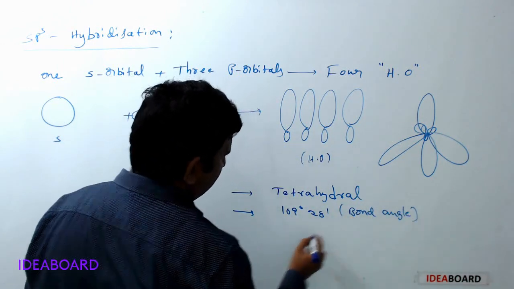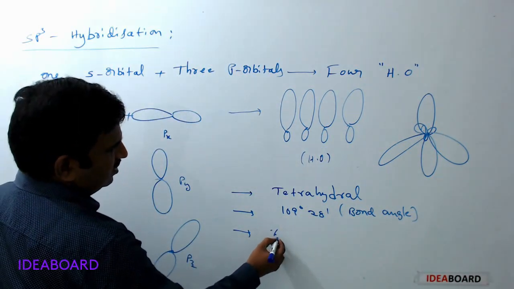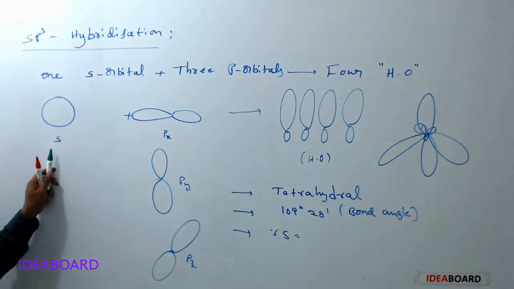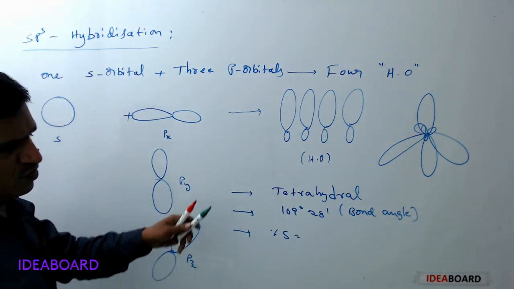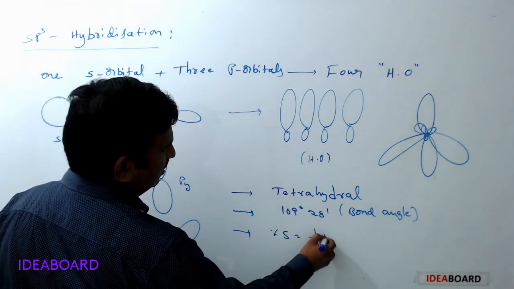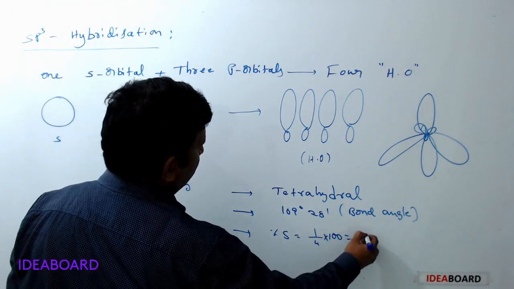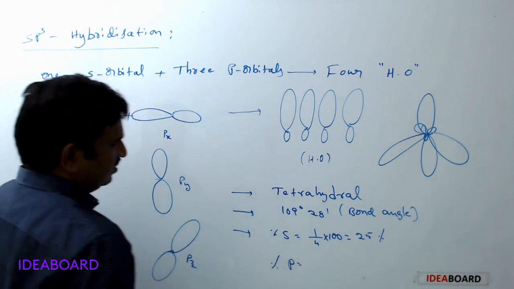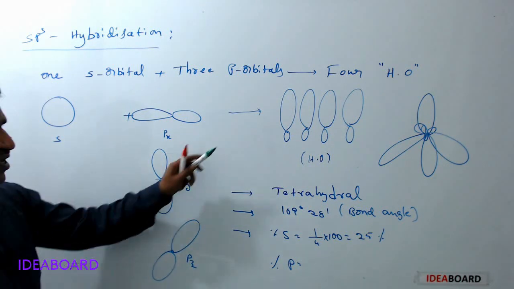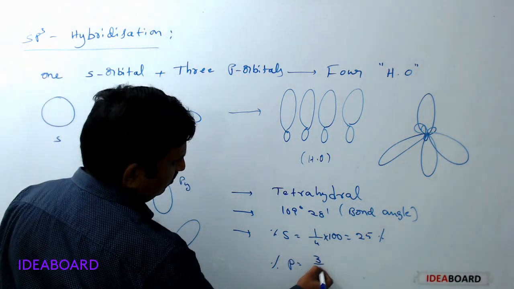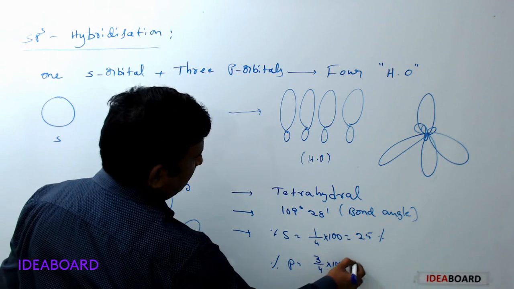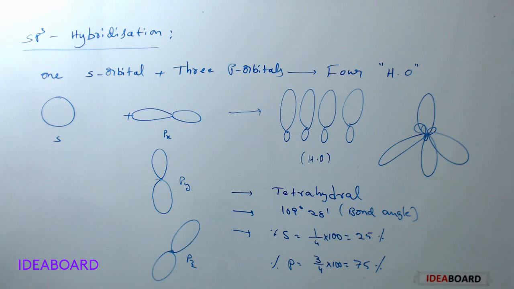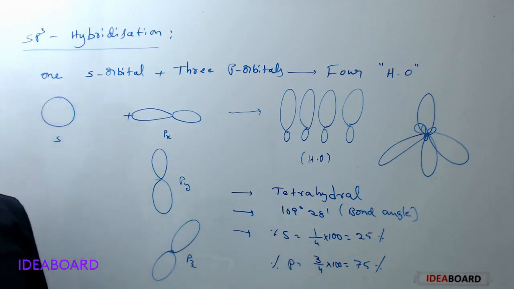Okay, bond angle. And next, what is the s character? Percentage of s means how many s we have? 1 only. Total number of orbitals are 4. So 1 by 4 into 100, you will get 25%. And percentage of p character, here how many we have? 3. Total 4. So 3 by 4 into 100, we will get 75%. So the 75% p character is present.